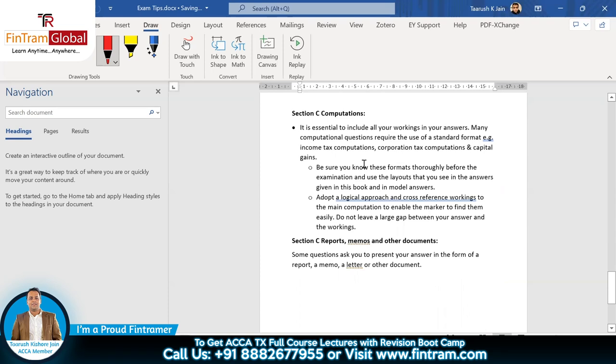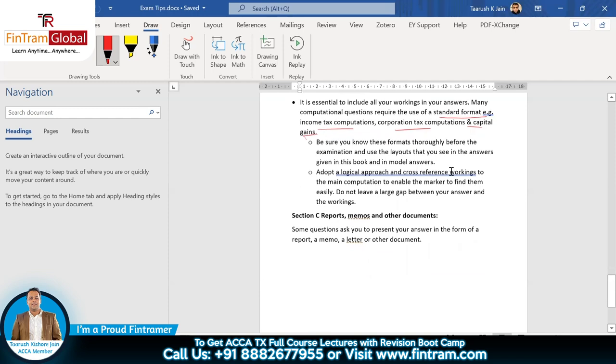Always use standard formats. You have the formats in your notes. Go through those formats: income tax computation, corporate tax, capital gains, inheritance tax. This will not only help you to structure your answer, but it would give the examiner also confidence in ensuring. Agar aapka format galat hai, to wo waise hi marks kaat dega.